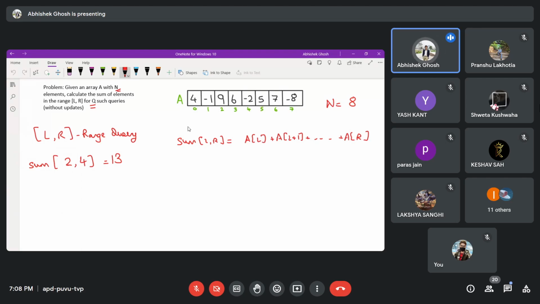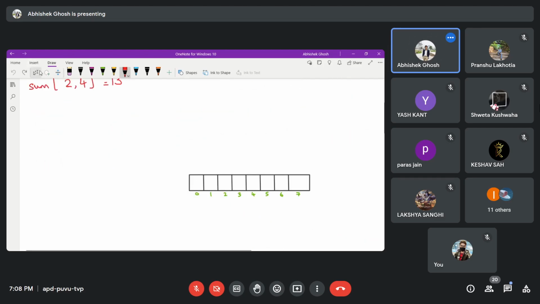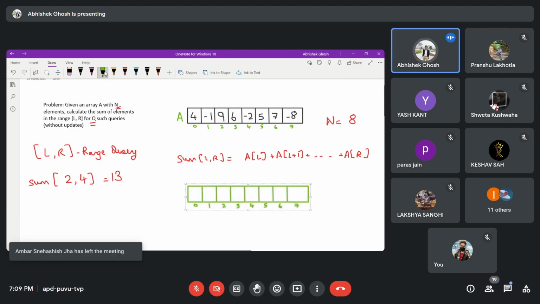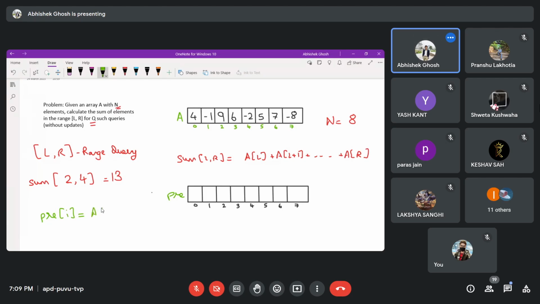For those of you who are unaware, a prefix array is anything which stores the answer from the starting to a particular index. So I'll quickly create a prefix array for this. Okay, so let's fill the prefix array. So pre of I, what is pre of I? Pre of I will be the sum of elements from 0 up till that ith index.